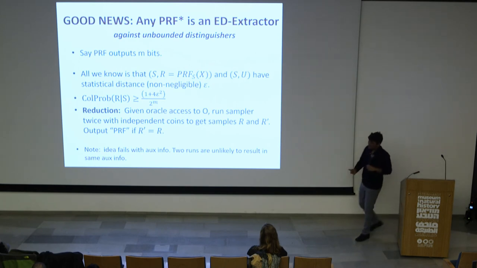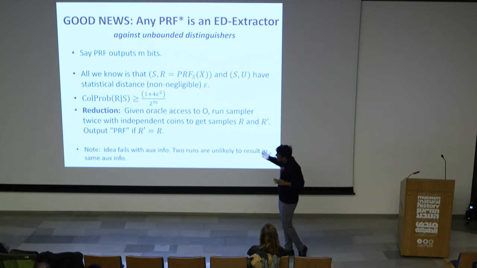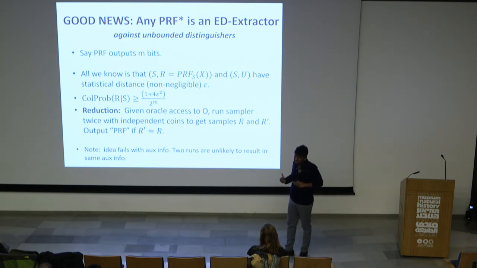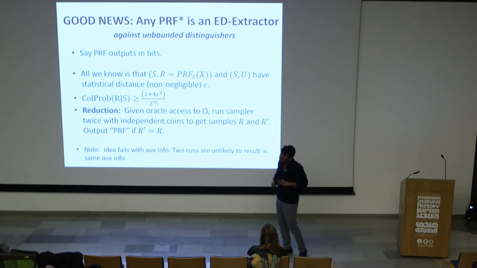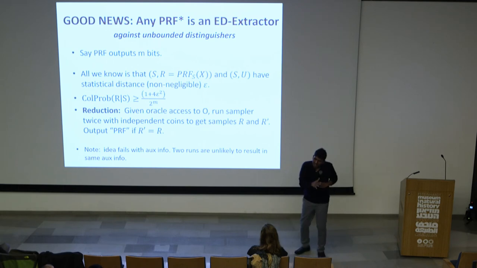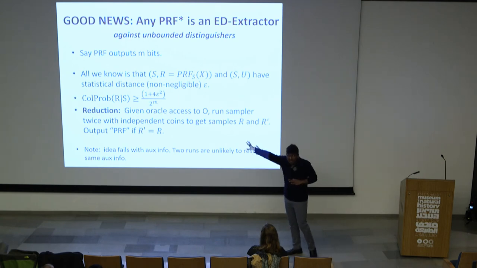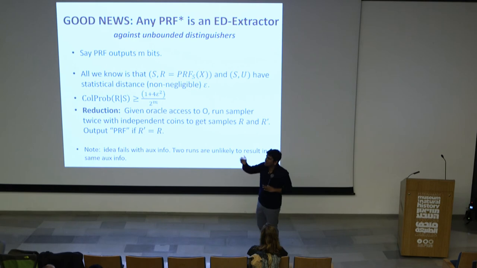Good, so the key thing to note here is that this simple idea fails with auxiliary information. This simple reduction fails with auxiliary information. Why? Because we are counting on the fact that the output of both these executions has the same S. It has to have the same S because I use the same oracle. And the R is different, and the number of bits in R is very small. That's what I'm using. But with the auxiliary information, once you run it for two different executions, the auxiliary information could be completely different. Then, on the face of it, I can't use this trick anymore.